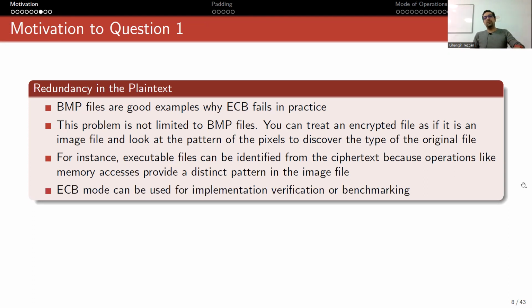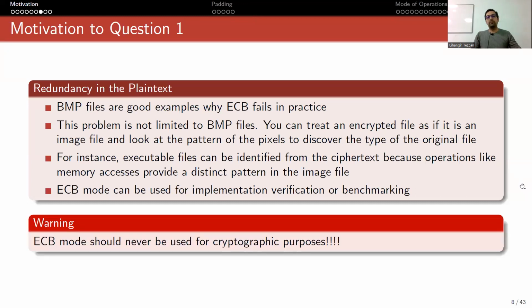So ECB mode can be used for implementation verification or benchmarking, but ECB mode should never be used for cryptographic purposes. But since nobody knows this, people are still doing it. So when people talk about encryption, I sometimes ask them which cipher they are using, and they tell me that they are using AES. And I ask them which mode of operation they use, and they tell me that they don't know what the mode of operation is. So this means that they're most of the time using this, which is not good.